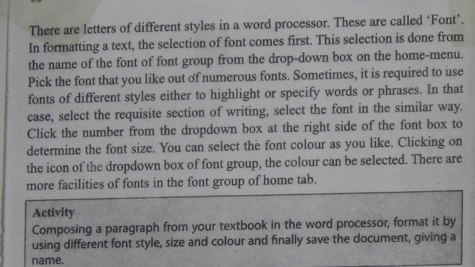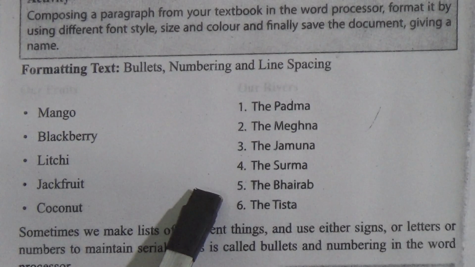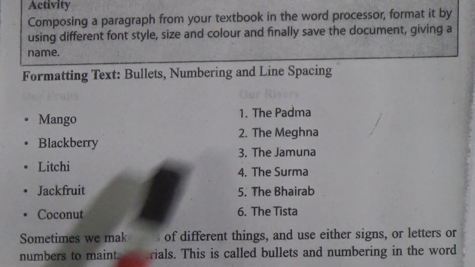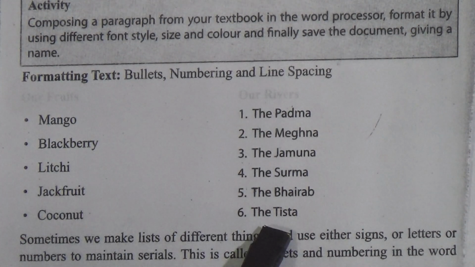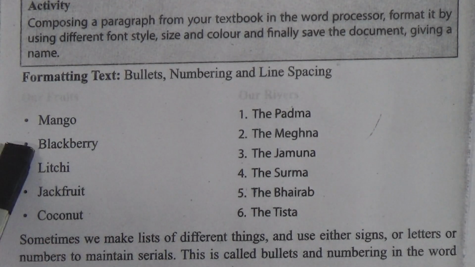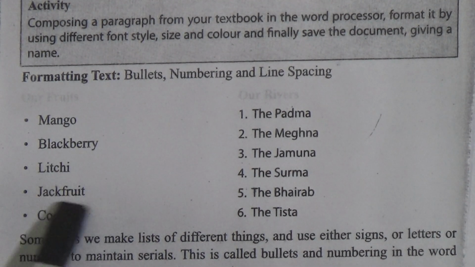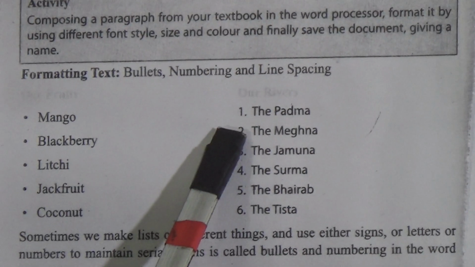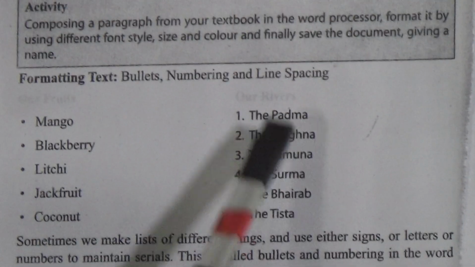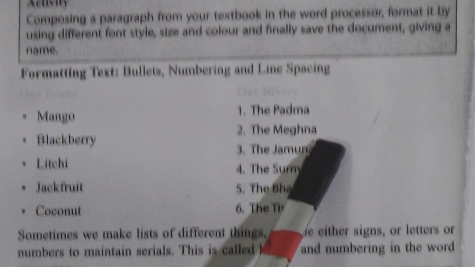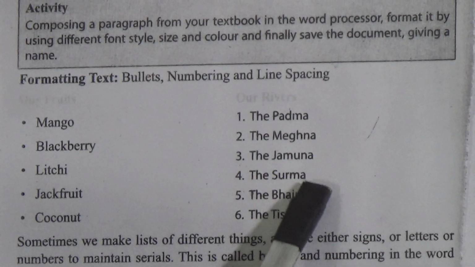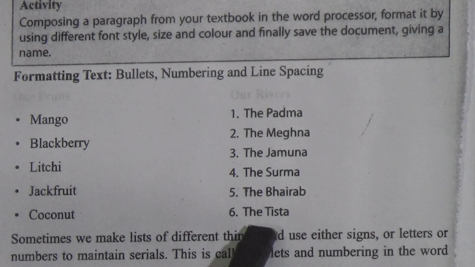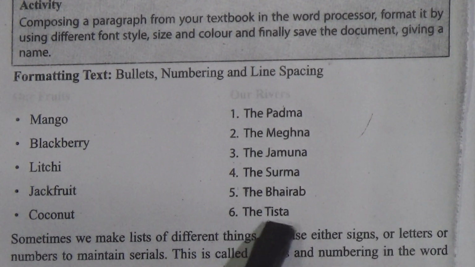Formatting text, bullets, numbering and line spacing. Here are two lists. In the first list there are some fruits, and in the second list there are some names of rivers: mango, blackberry, lychee, jackfruit, coconut. And the second one, we can see the names of the rivers: the Padma, the Meghna, the Jamuna, the Surma, the Bhairab, and the number 6 one is the Tista.